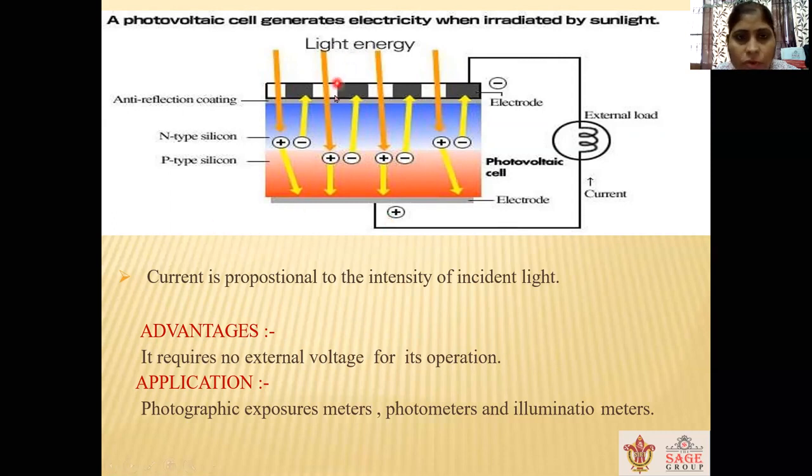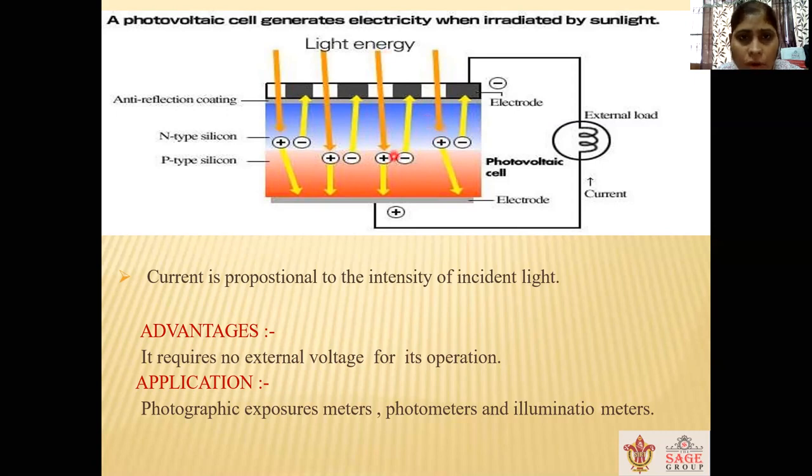Now when light falls on it, light consists of photons, and photons have energy. These photons give their energy to the electrons and ions present at the junction, and the electrons present in the valence band come out from the junction and start moving. Because of this movement, a current starts flowing.